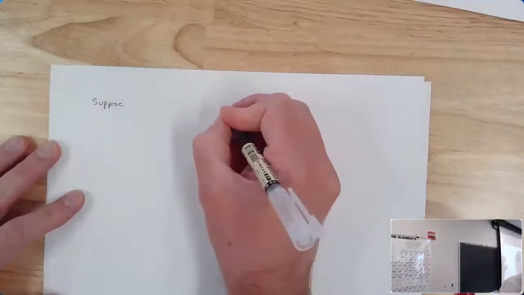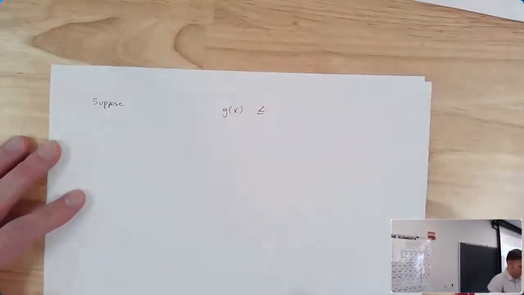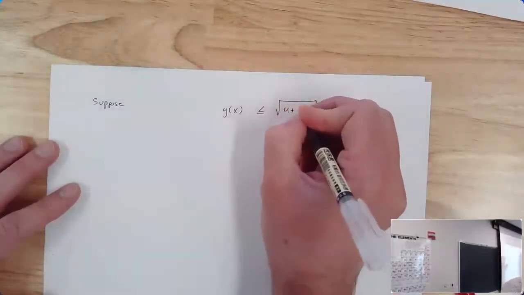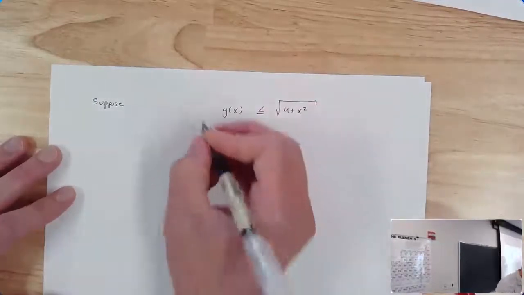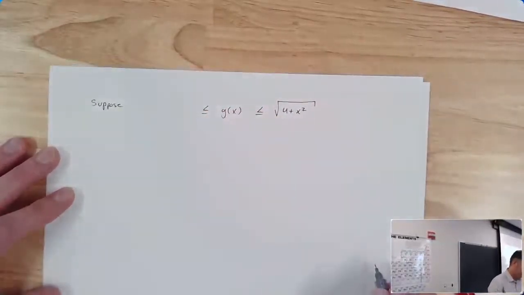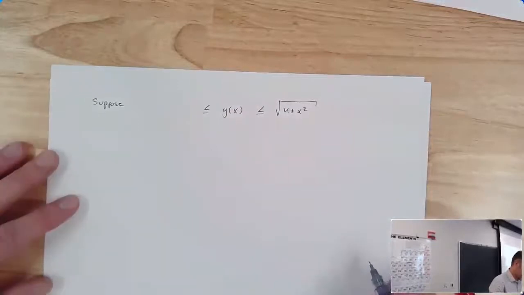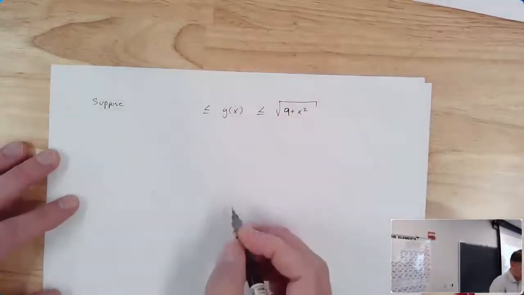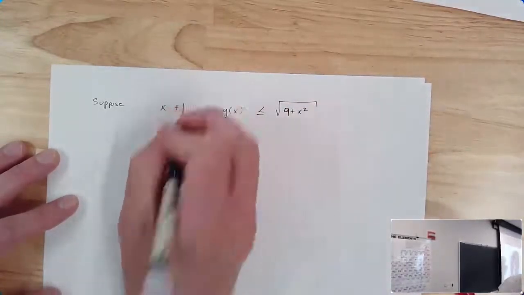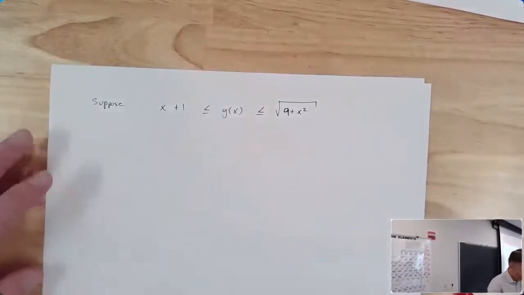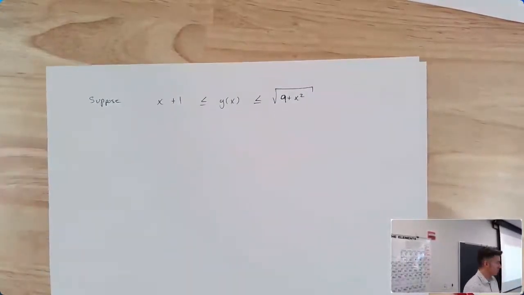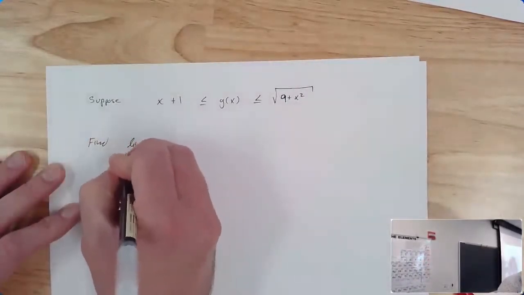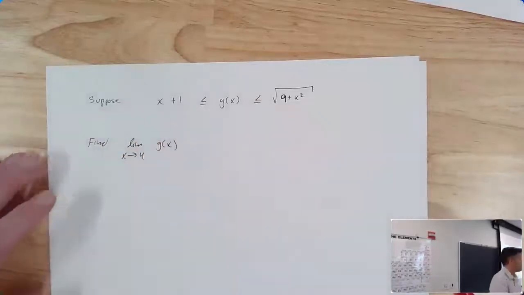So suppose that we know that g of x is less than or equal to, let me make something up that's not going to suck, the square root of 9 plus x squared, and bigger than or equal to x plus 1. Is that going to work? Yeah, that's going to work. Okay. Let's say that g of x is between those two functions. And they're going to ask us to find the limit as x approaches 4 of g of x.